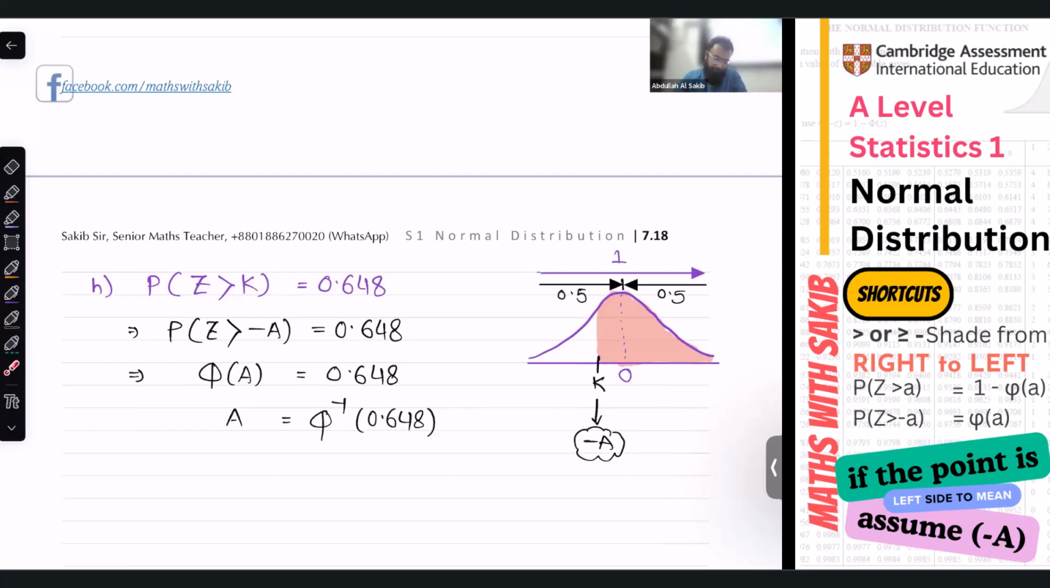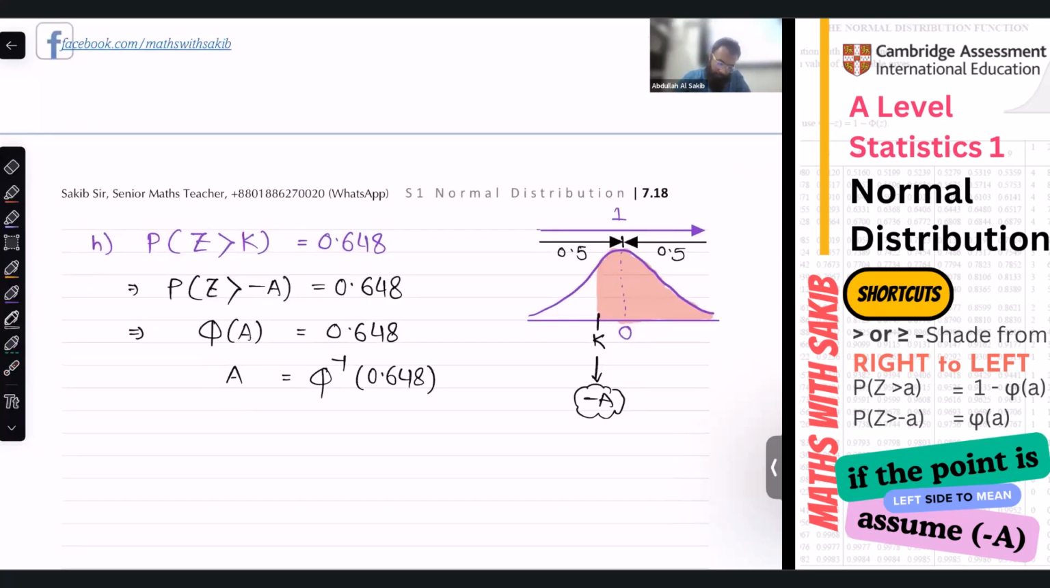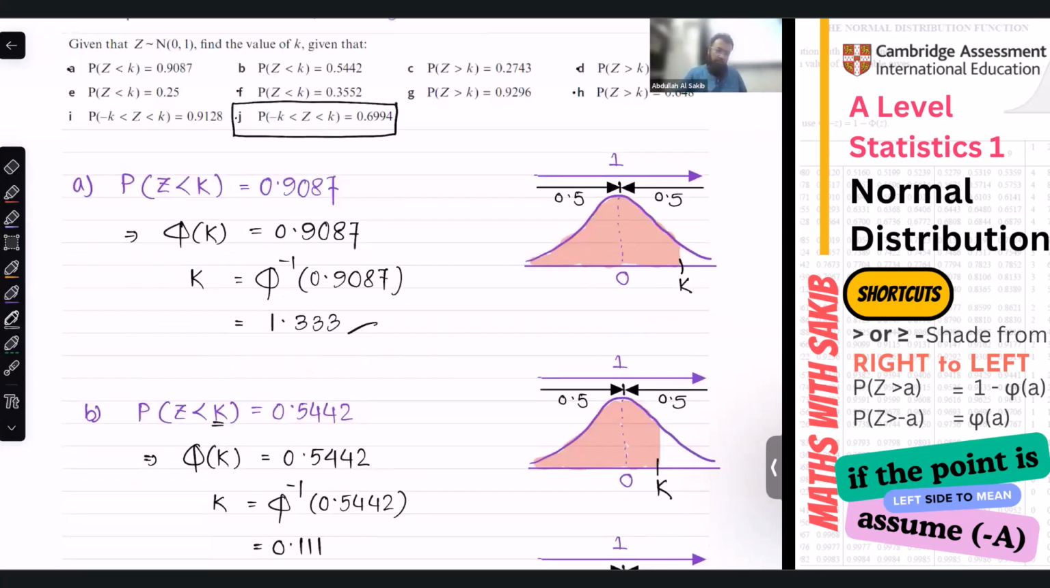So what's the value of A? 0.38. We know K is minus A. So that is minus 0.38. Done? Easy? Very easy. So do number J.